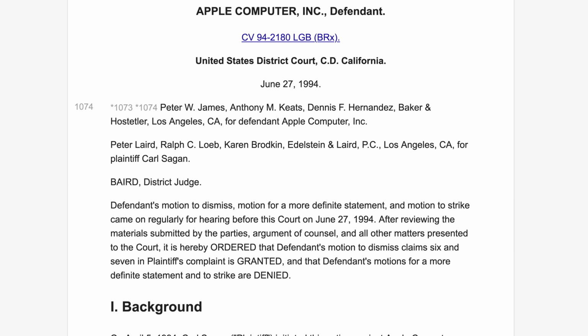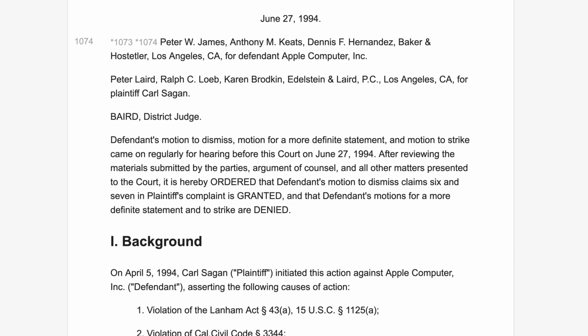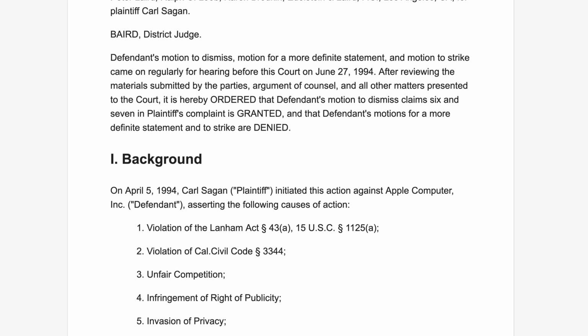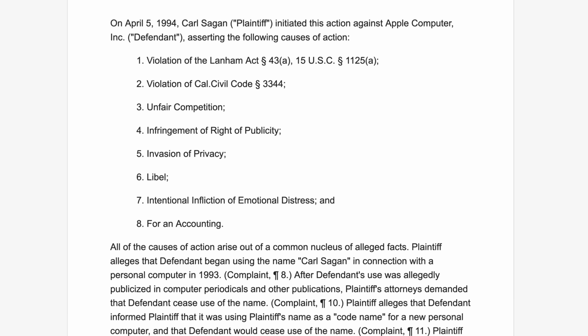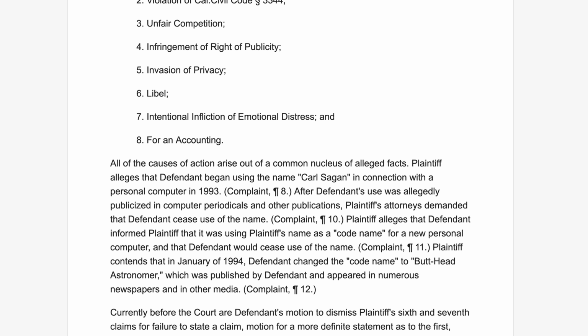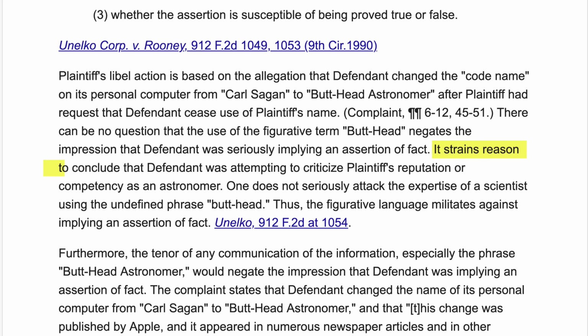The judge ended up siding with Apple, and in his June 1994 ruling, wrote what is perhaps one of the finest statements to ever grace a legal document. "It strains reason to conclude that defendant was attempting to criticize plaintiff's reputation or competency as an astronomer. One does not seriously attack the expertise of a scientist using the undefined phrase, butthead."